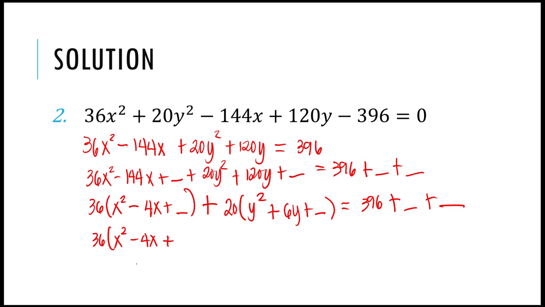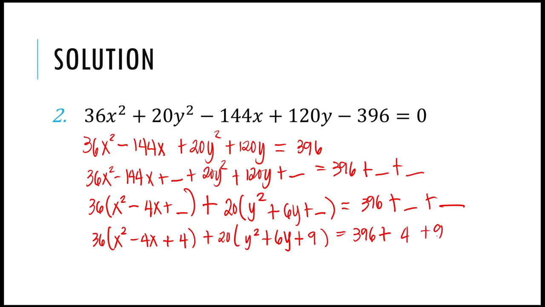Let's just divide negative 4 by 2, that is negative 2, and then you square it, that is positive 4, plus 20 times y squared. Same process for y squared plus 6y to complete the square ng yung nasa loob ng parenthesis. 6 divided by 2 is 3, and 3 squared, that is 9. Okay, but don't forget na yung in-add po natin is hindi 4 and 9.